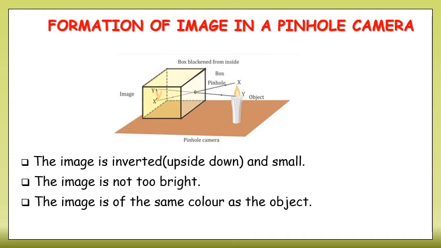Hence, an inverted and small image is formed on the screen. So with this, we can say that the image formed by pinhole camera is inverted and small. The image is not too bright, and also the image is of the same color as the object. Okay?